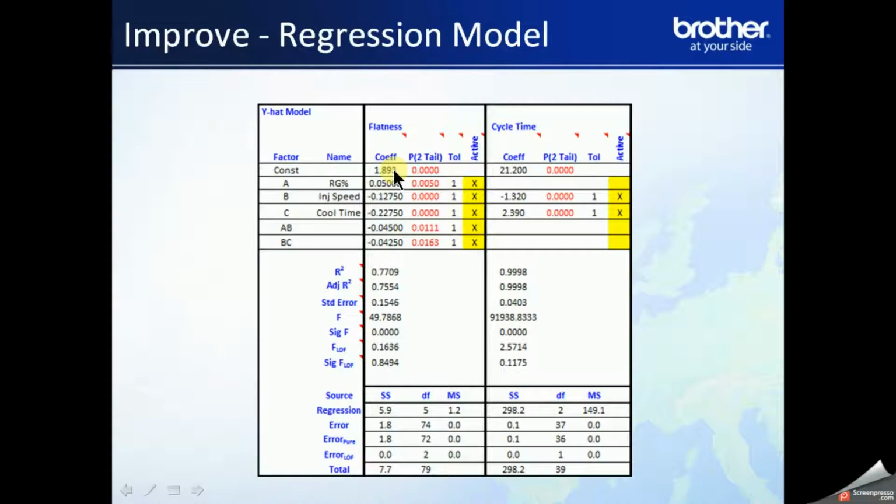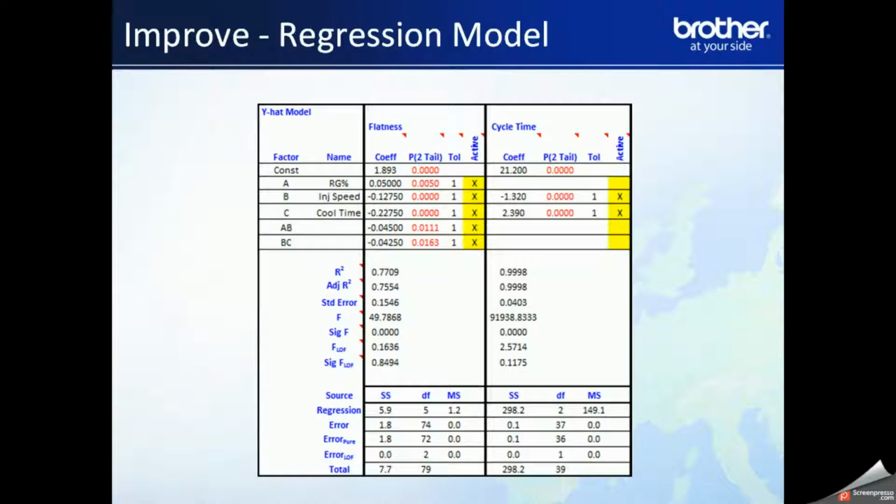So here, look, this is an injection molding. Here's the model that they've got. The R squared, look, 0.77. That would be a little bit more like real life. The one next door to it, which is very high, cycle time. The reason why cycle time is very high, it has no variability.